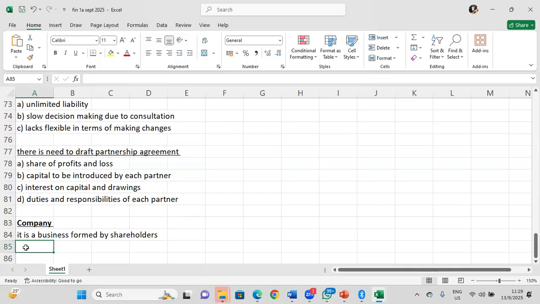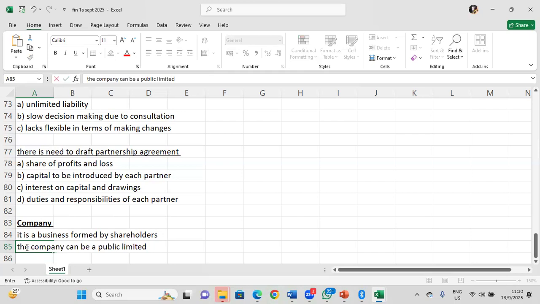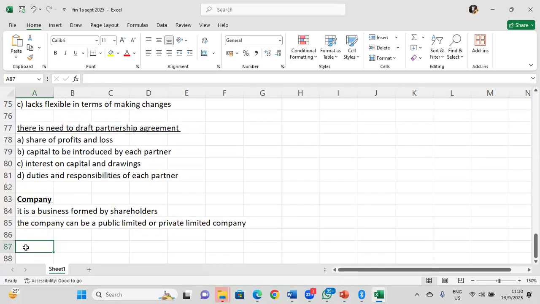A company can have a lot of people. It's not restricted. It is a business that is formed by shareholders. Then we can look at two types of companies. The company can be a public limited company or it can be a private limited company. So let's start with the public limited company.